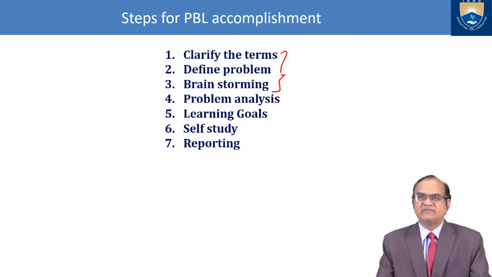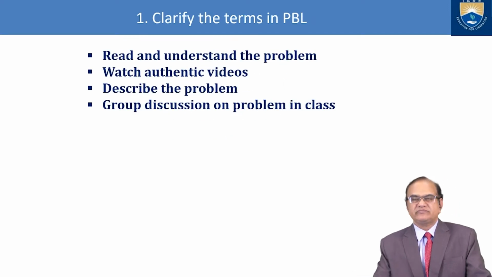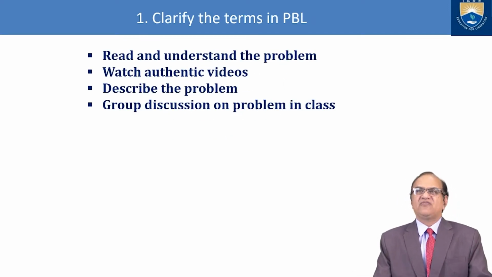I will go very little on this and then I will go further. So: clarify the terms, define problem, brainstorming, problem analysis, learning goals, self-study, and the reporting. These are the 7 steps for any typical project-based learning and how we can accomplish it in a class of students. By following these steps, it will be easy to accomplish the project-based learning task. First, I will go for clarify the terms in project-based learning.